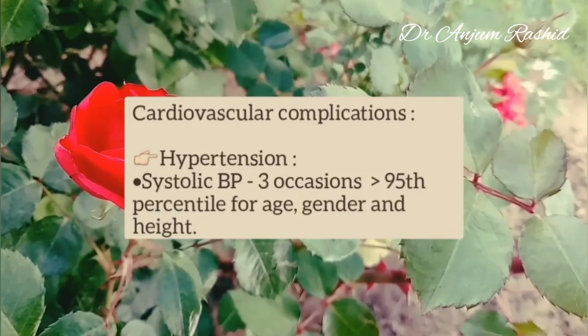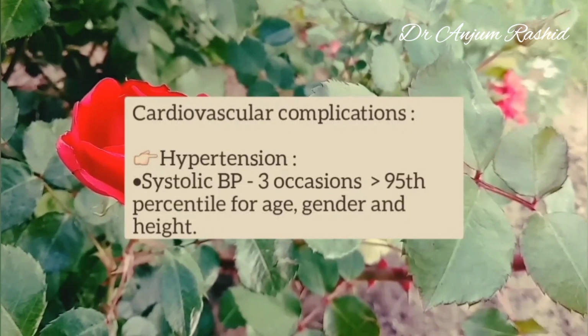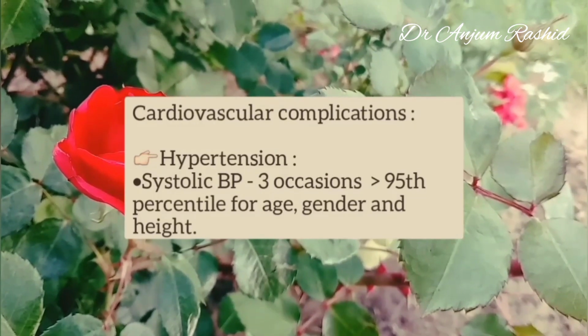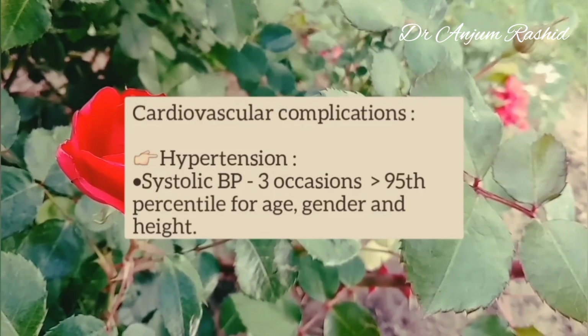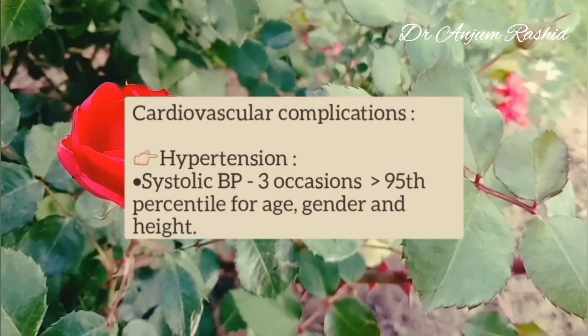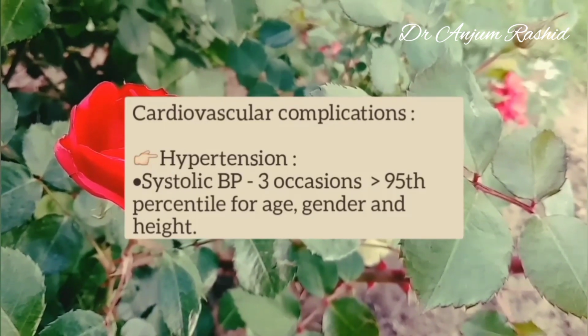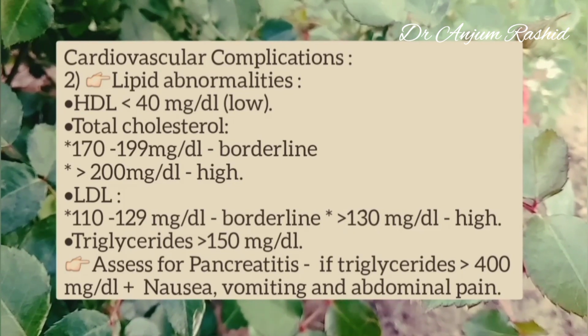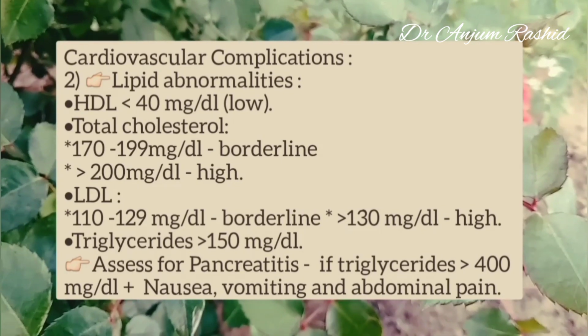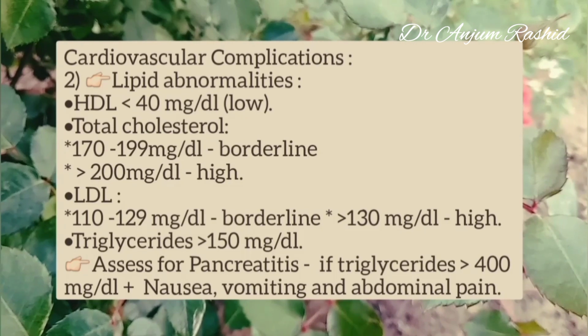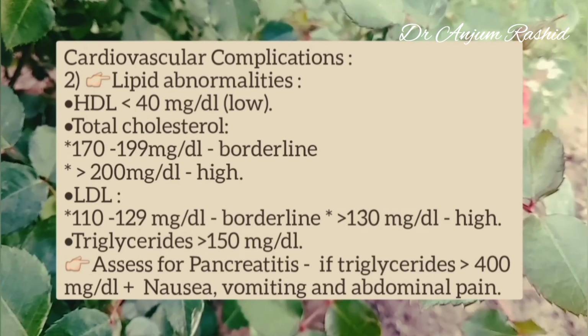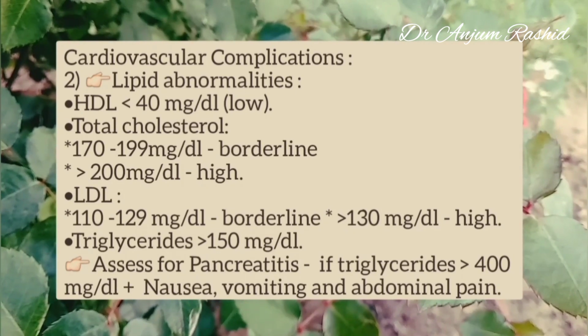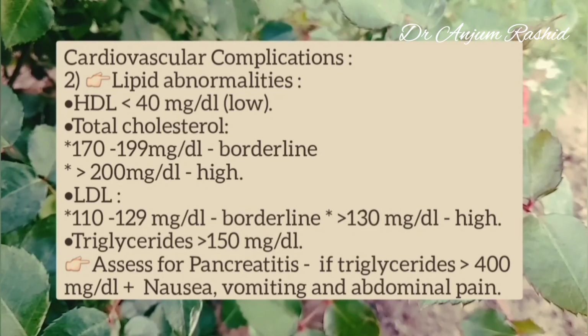Next is cardiovascular complication in obesity. This is hypertension, and it is defined as systolic blood pressure on 3 occasions more than 95th percentile for age, gender, and height. Now, other cardiovascular complications in obesity include lipid abnormalities. These include high density lipoprotein less than 40 mg per deciliter, total cholesterol 170 to 199 mg per deciliter is borderline, and more than 200 is high.